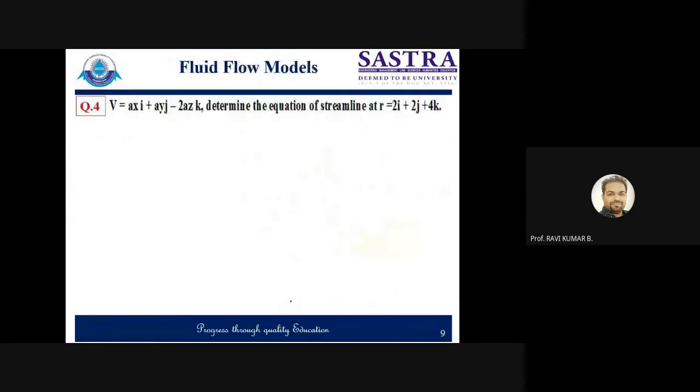Now the problem, and we'll go for solving this fast because we have only some 4 or 5 minutes. So just look at this equation. This is a three-dimensional case, right? x, y, z all are present. So you can directly write the equation of streamline: dx divided by u is equal to dy by v is equal to dz divided by w. This is equation number one.